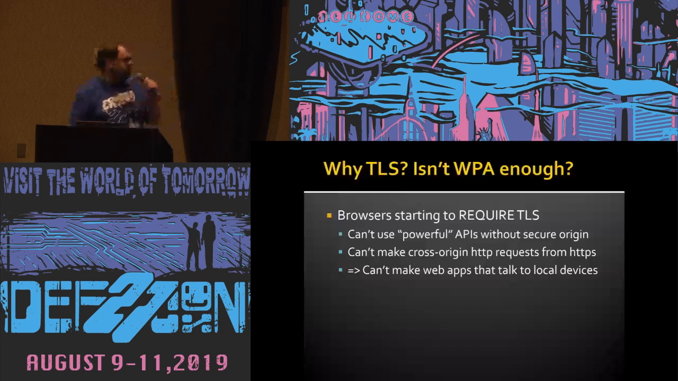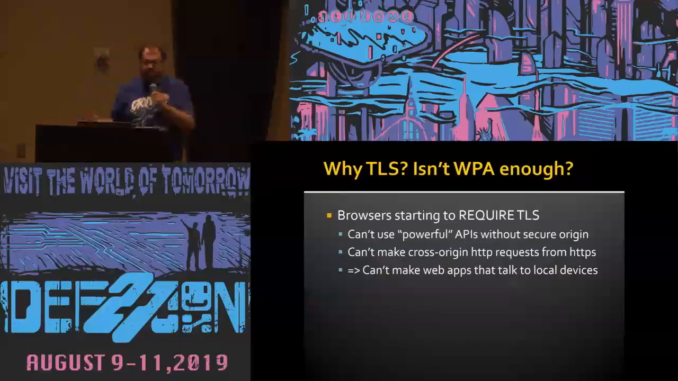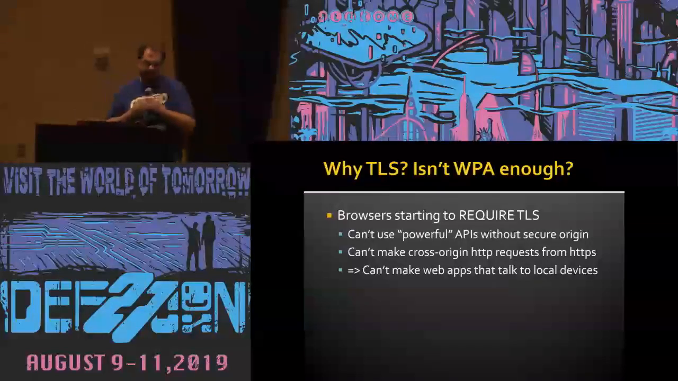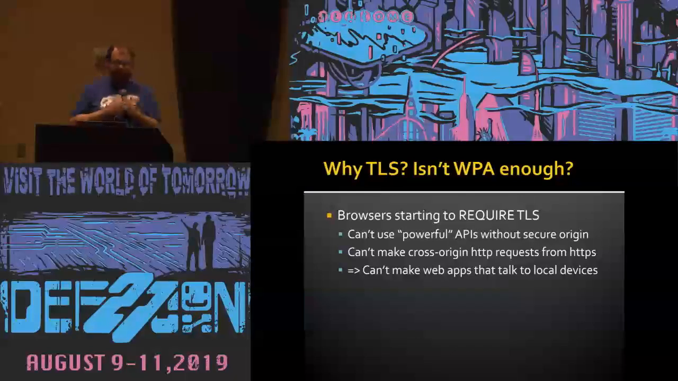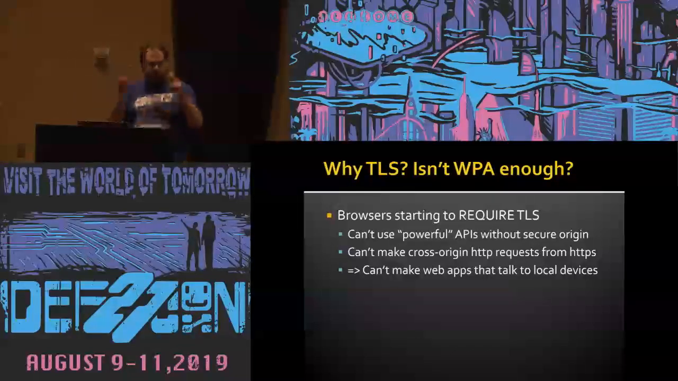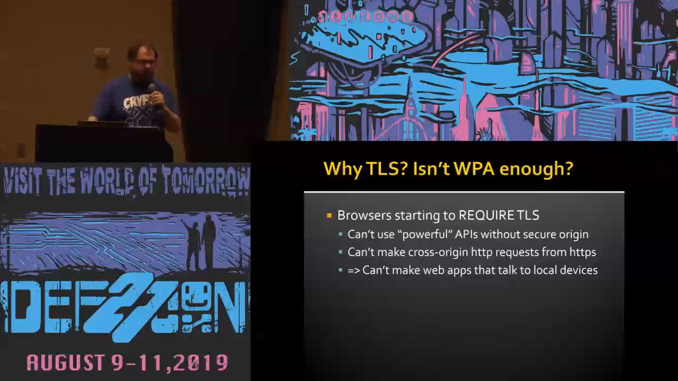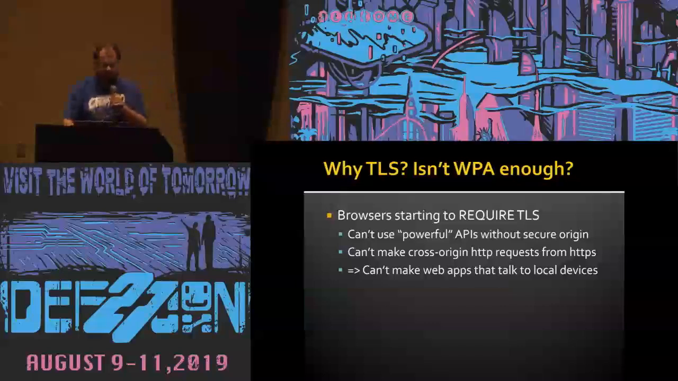So why is TLS important? Isn't WPA on your network enough? I mean, it's already encrypting and authenticating your communication. Well, as it turns out, browsers are really pushing for TLS these days. Chrome and some other browsers are now requiring TLS to use certain powerful APIs, such as accessing the user's web camera or running service workers or pushing notifications.